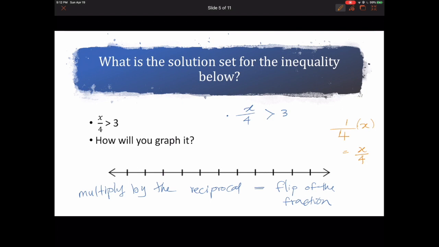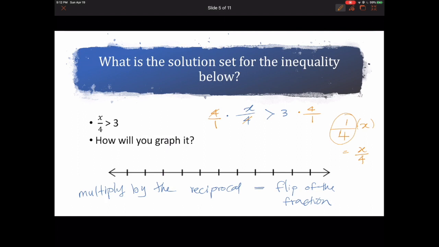So now this is the fraction that I have to flip. What I mean by flip is 4 over 1. Multiply both sides by 4 over 1. It's the same as multiplying both sides by 4, because the 1 in the denominator does not make much of a difference. Okay, so now I have to simplify.